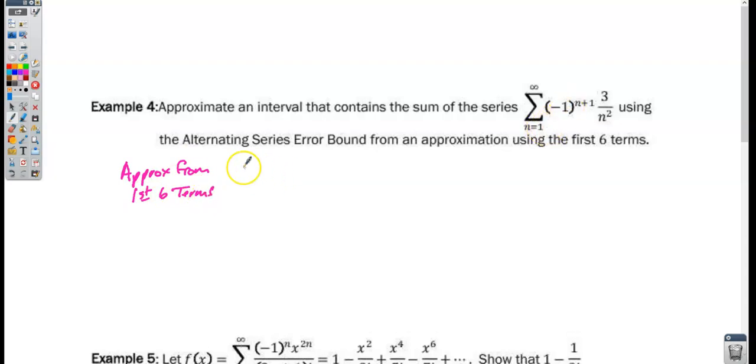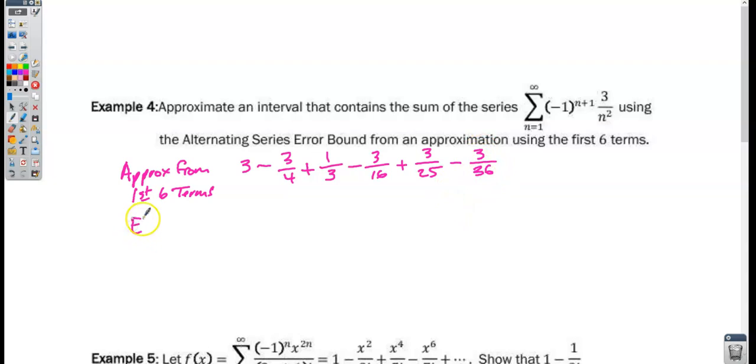When n is 1, this is 3 over 1. When n is 2, it's minus 3 over 4. When n is 3, it's plus 1/3, or 3/9. When n is 4, it's minus 3/16. When n is 5, it's plus 3/25. And when n is 6, it's minus 3/36, which I could have also written as 1/12.